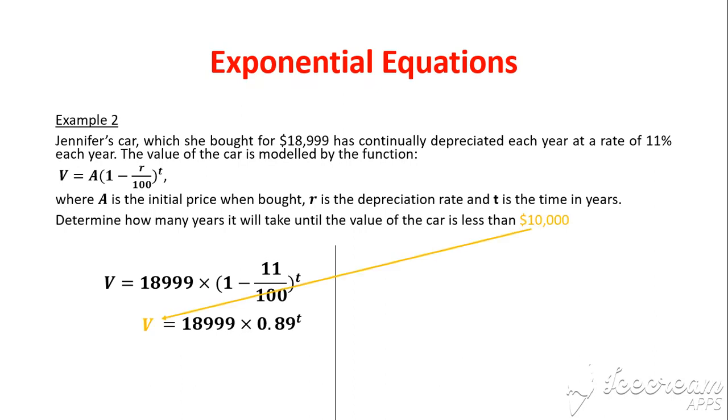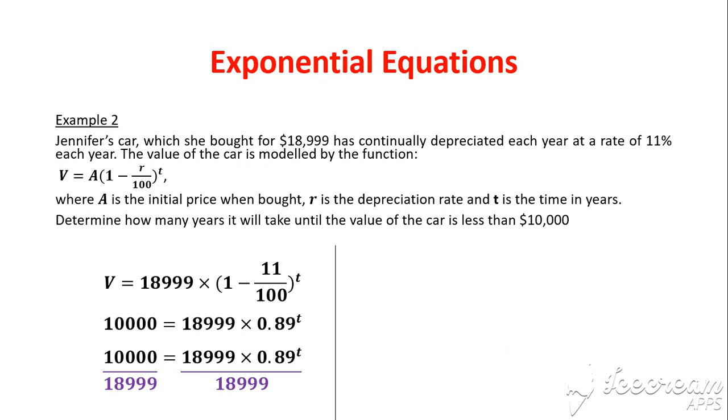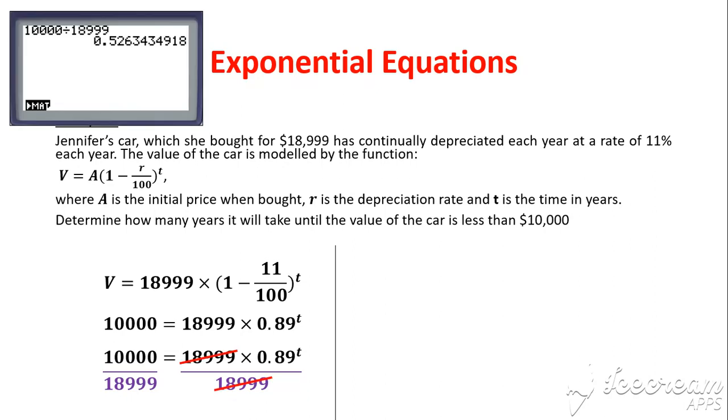Now we want to know the value of the car when it gets down to $10,000. So we're going to replace that with 10,000. On both sides we're going to divide by 18,999 to get rid of the times 18,999. So the 18,999 will cancel, and we need to work out what 10,000 divided by 18,999 is, which is this decimal. Try and keep it as accurate as you can. The more accurate you can, the better your answer will be at the end. So this is equal to 0.89 to the power of t.